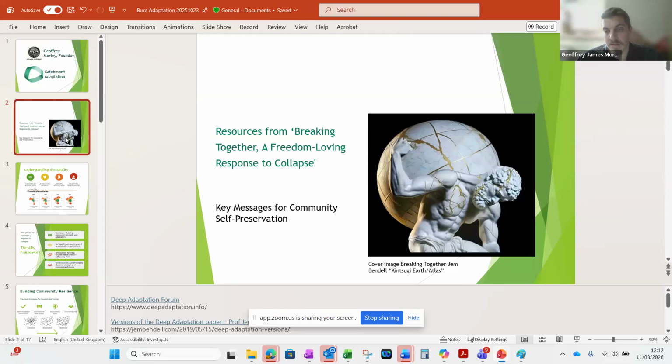The picture on the cover of the book is of Atlas carrying the Earth, but it's the Kintsugi gold repair version of that. If you know anything about that Japanese practice, as something breaks, you repair it with gold to make it stronger, more beautiful and more meaningful. So that's sort of inside and out with people and communities. That is the aim of this whole process.